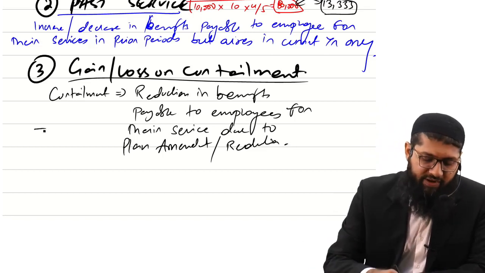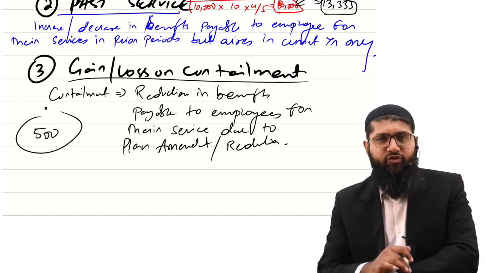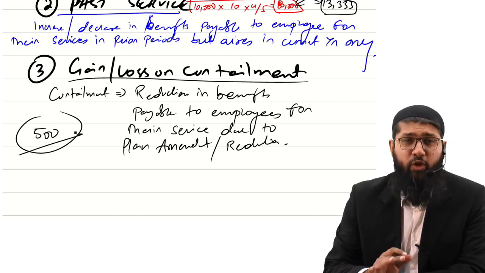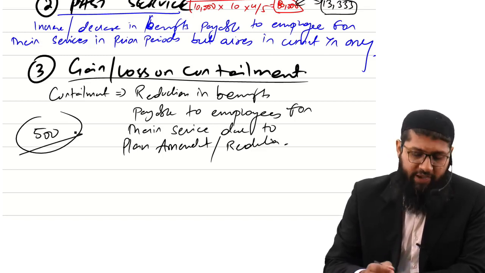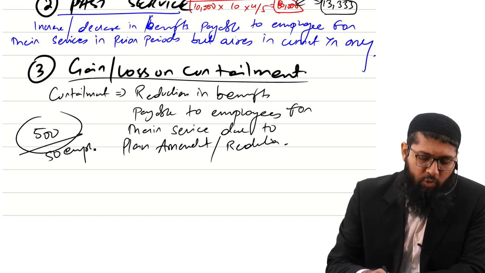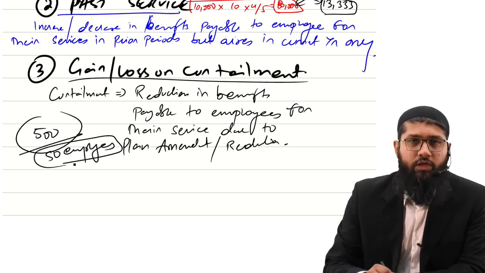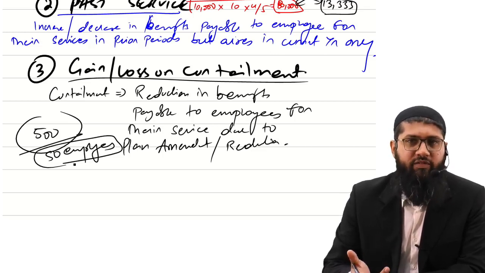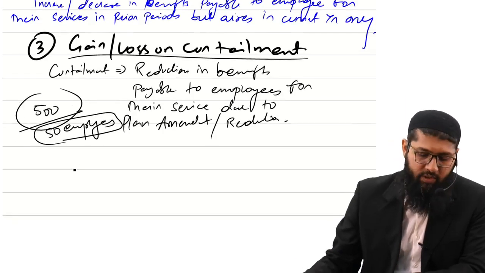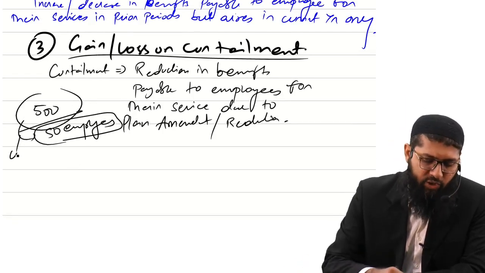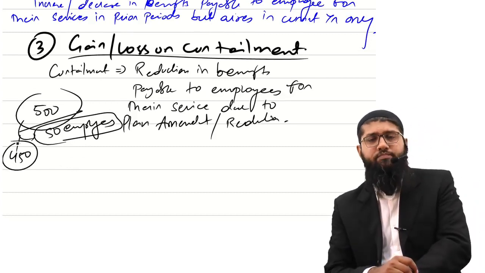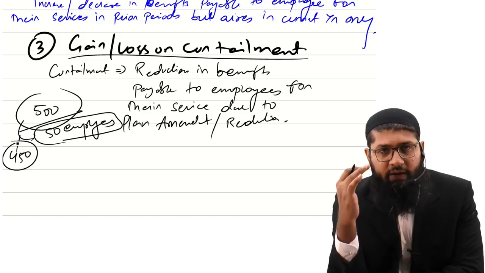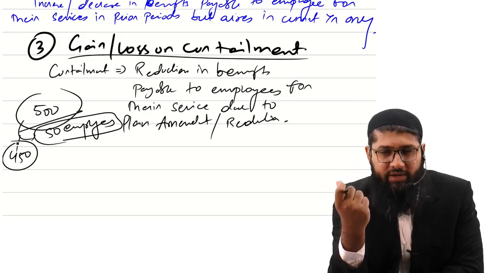I had 500 employees and they were all eligible for gratuity. Now I need to get rid of a major portion of employees. I don't want them to be eligible for gratuity. So maybe only 50 employees are eligible for gratuity now. If only 50 employees are eligible, what does it mean? It would mean that I will now be reducing the benefits payable to these 450 employees. This is going to be termed as curtailment. To curtail the benefits payable.